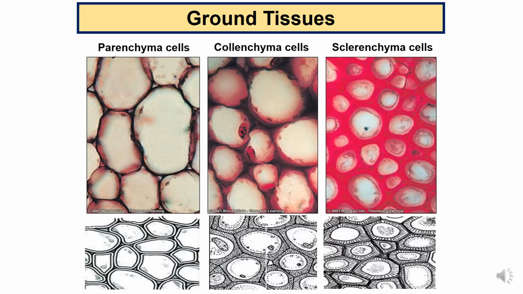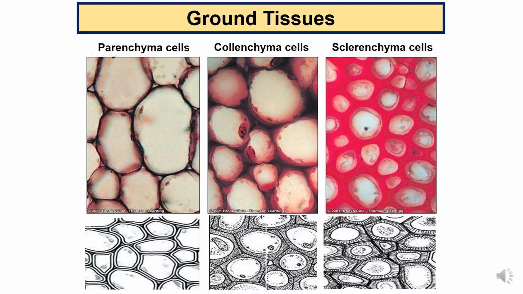There are three types of ground tissues, which are the parenchyma cell, collenchyma cell, and sclerenchyma cell. Mature parenchyma cells have primary walls that are relatively thin and flexible, and most lack secondary walls. When mature, parenchyma cells generally have a large central vacuole. Most of the metabolic functions of the plant occur in parenchyma cells, including photosynthesis.